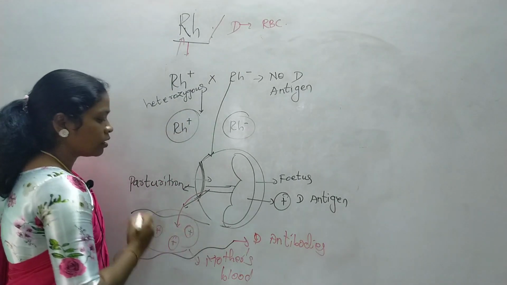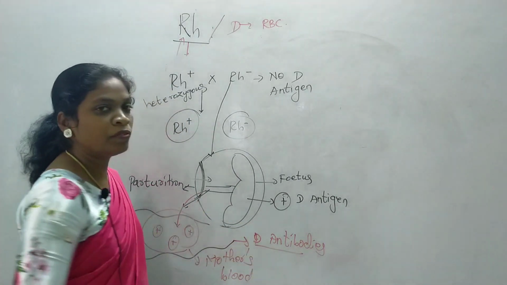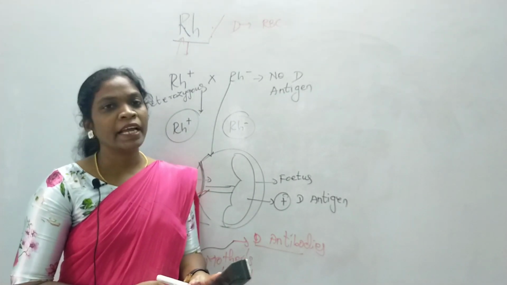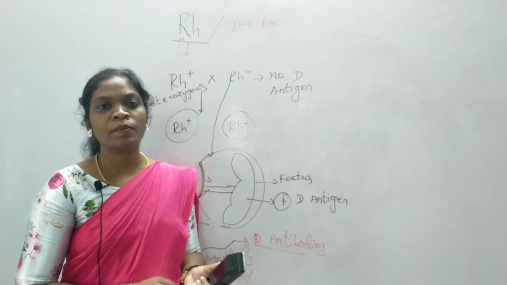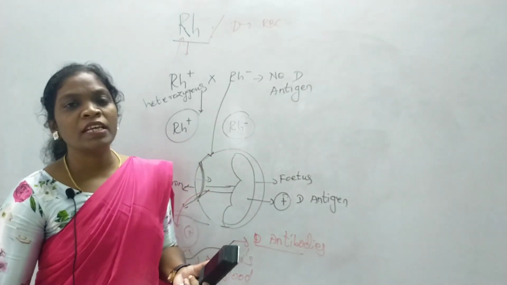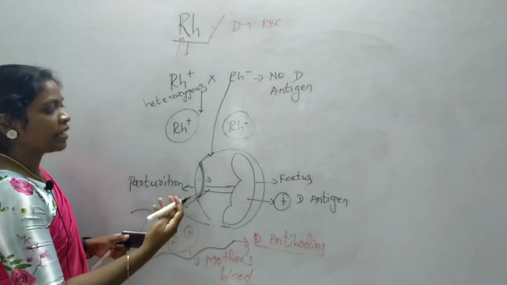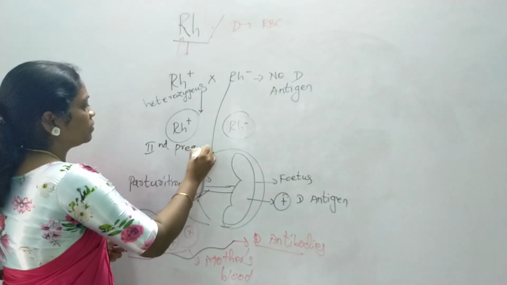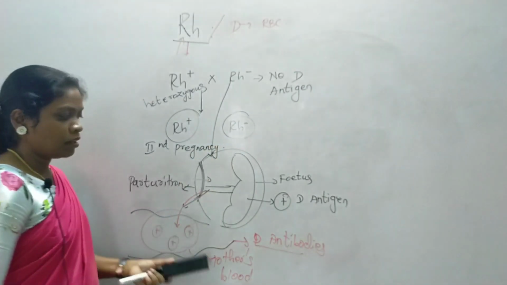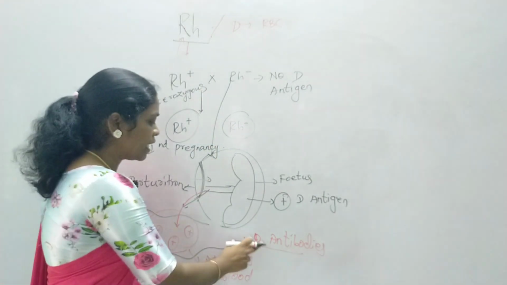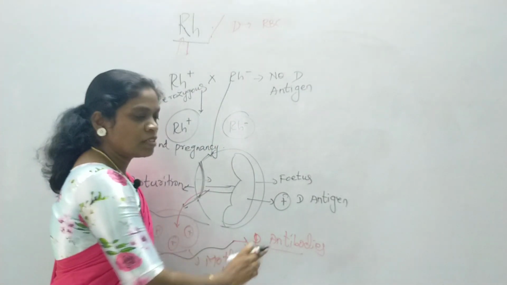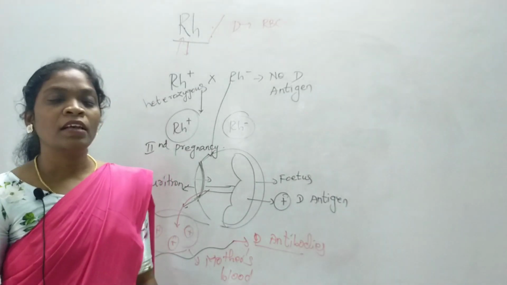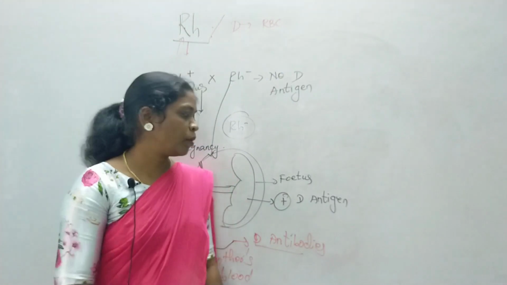Before the preparation of D antibodies by the mother's WBC, the child will be delivered, so the first pregnancy will be normal. But what happens in the case of second pregnancy? During the first pregnancy, the mother has sensitized to the D antigen and developed D antibodies. They will be present in her bloodstream. During the second pregnancy, the child is again a positive child or positive fetus.